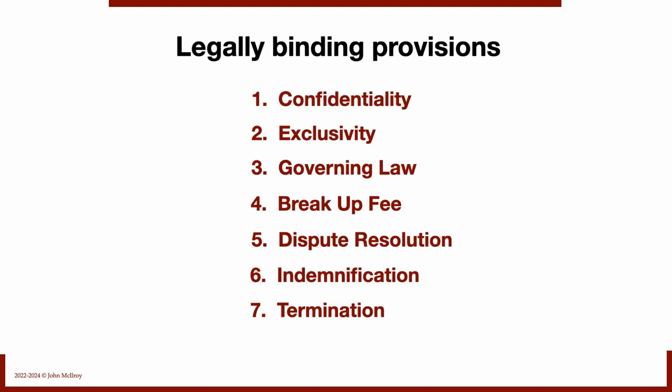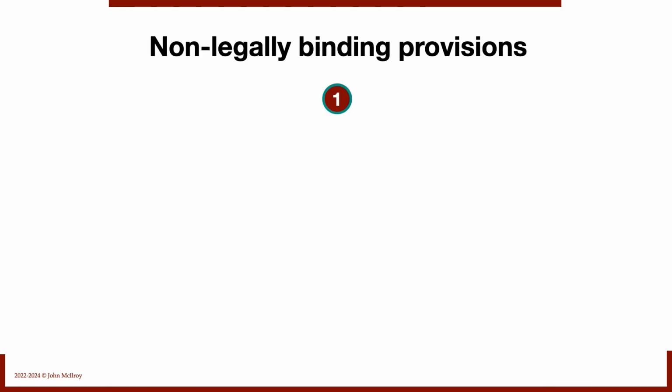So that's the 7. These are legally binding provisions. The first 3, confidentiality, exclusivity, and governing law, I'm going to put in every single LOI that I write. I include a breakup fee. Do I always get it in there? No, but I always start with that. And the other 3, dispute resolution, indemnification, termination, are more specialized and only really are necessary in certain kinds of deals. Let's get into the non-legally binding provisions.